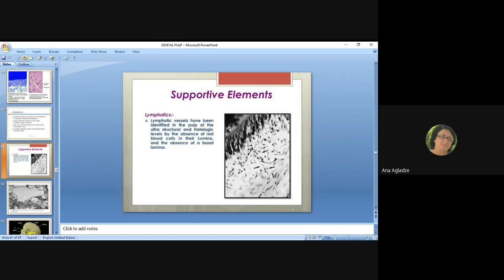Lymphatic vessels have been identified in the pulp at the ultrastructural and histological levels. The lymph from the dental pulp collects in the submaxillary and submandibular lymph nodes, from which it pours into the network of the superficial jugular plexus and the deep jugular plexus, both of which open into the jugular trunk.